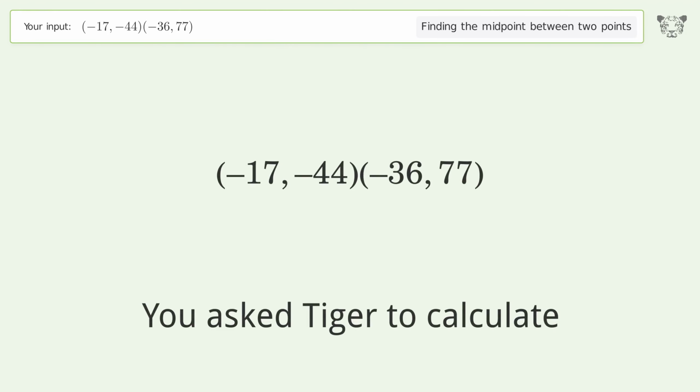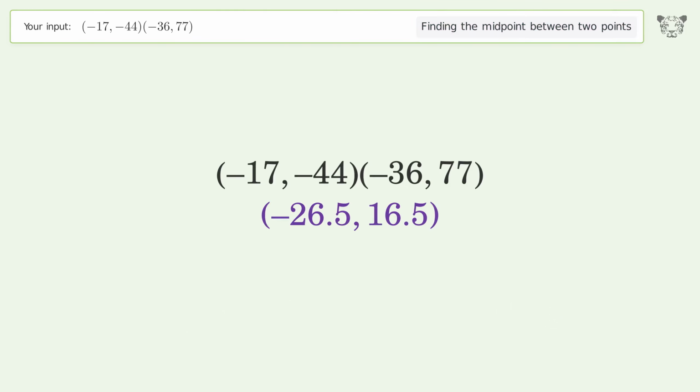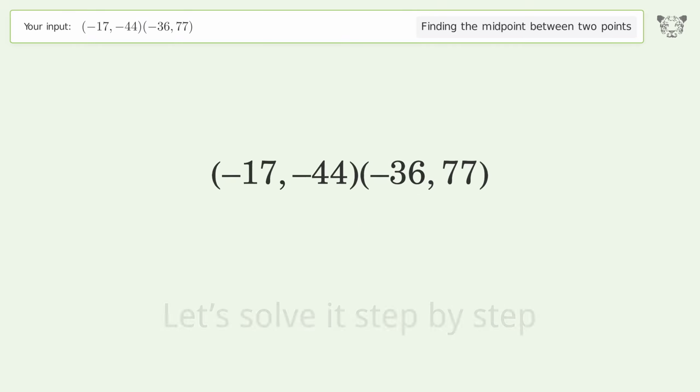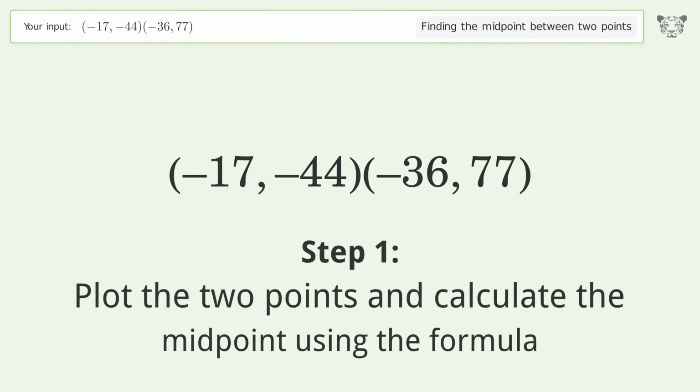You ask Tiger to calculate. This deals with finding the midpoint between 2 points. The midpoint between the 2 points is negative 26.5, 16.5. Let's solve it step by step. Plot the 2 points and calculate the midpoint using the formula.